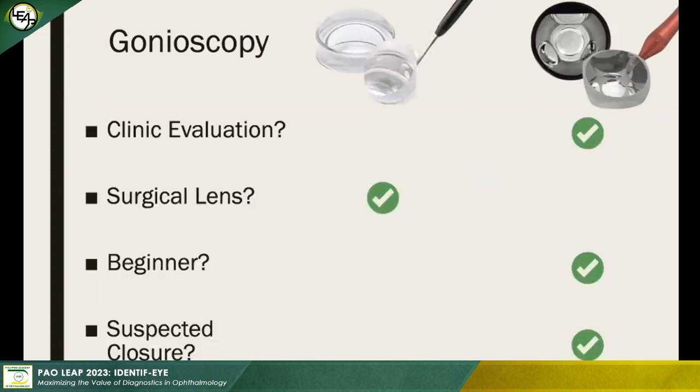So, what are some scenarios where you'd choose one over the other? If you are at the clinic, the indirect lens is definitely a bit more convenient. If you need a lens for surgery, the surgical lens is definitely better. You have a better view, and it gives you better access to the angles. If you're a beginner, I'd still think that indirect gonioscopy is a bit more convenient, especially with the use of the Goldmann 3-mirror gonioscopic lens. And if you're suspecting angle closure, the benefit of being able to perform indentation with indirect gonioscopy makes it a preferred modality for gonioscopy.